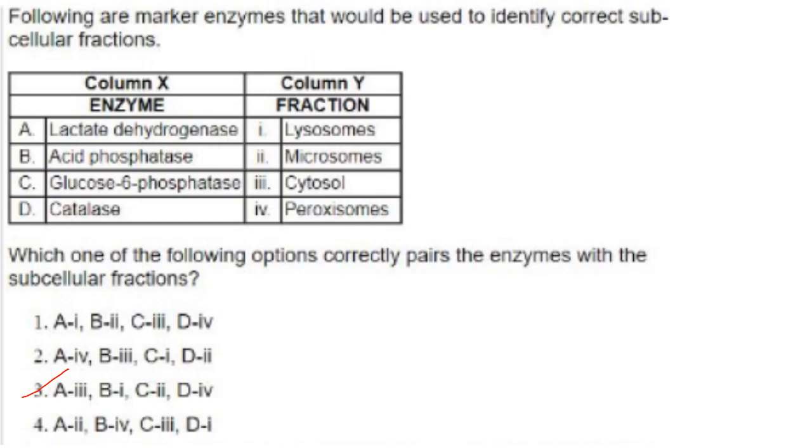Then next one. Following are marker enzymes that would be used to identify correct subcellular fractions. Lactate dehydrogenase is found in the cytosol, A3. Okay, option 3 itself is the answer.